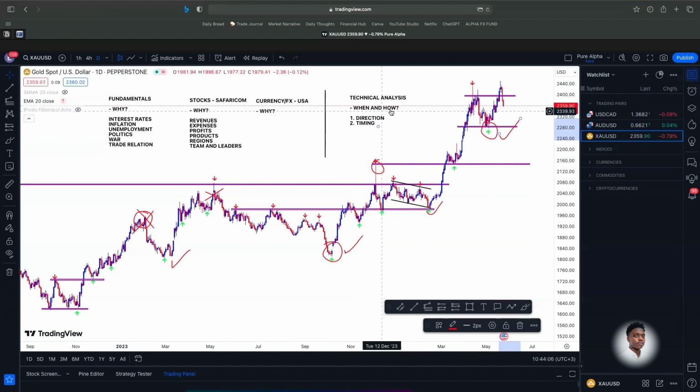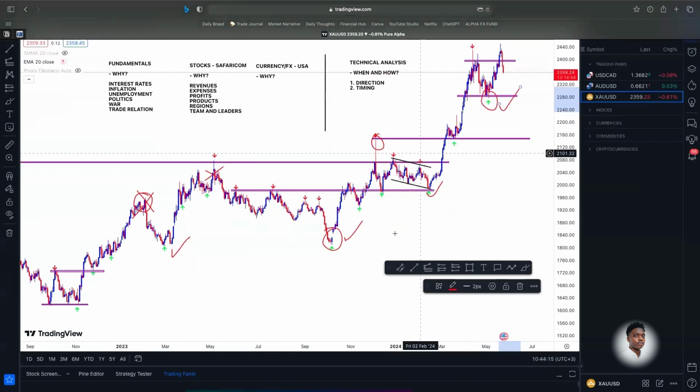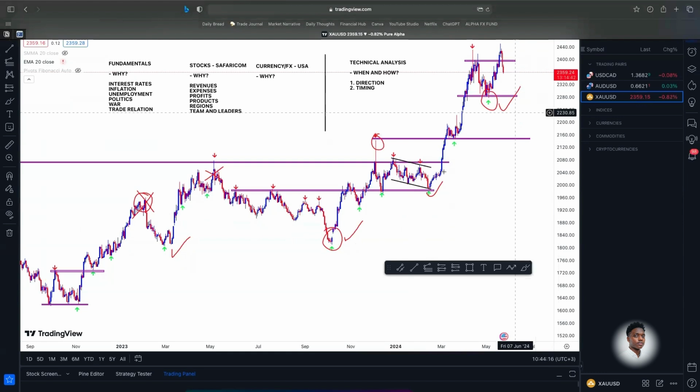So we've talked about when. What do I mean by how? Now, how is a representation of how the market is moving in that direction we're talking about. So for example, we can see markets are moving up. Okay, so markets are trending, it's moving up. How is the market moving? Is it moving with momentum? Is it moving with slowing down momentum?